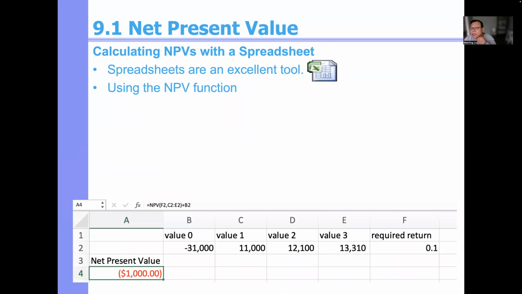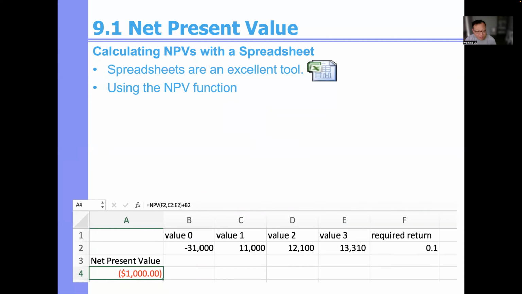You could also calculate NPV. You have seen we can use the mathematical equation formula. That's the first approach. Second, we can use a financial calculator. And I'm going to show you the third approach. You can calculate NPV using the spreadsheet.